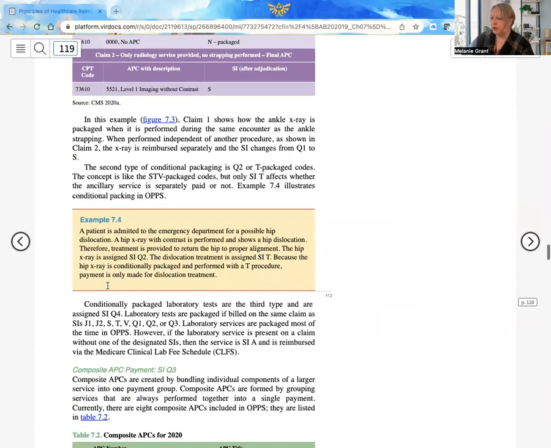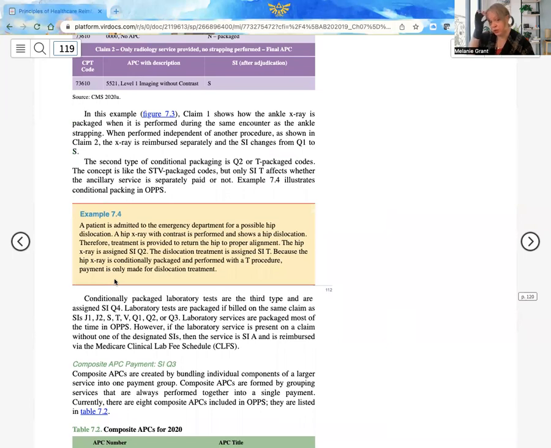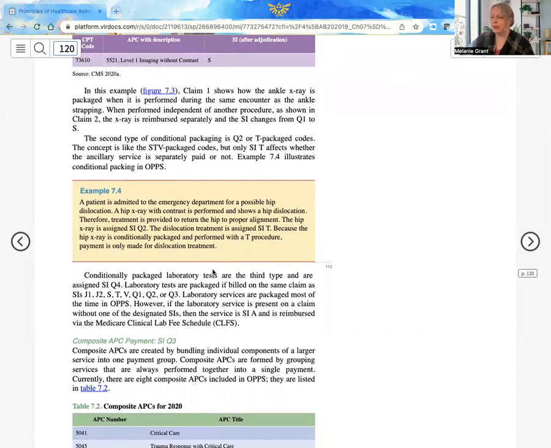We also have an example here. So a patient in for Q2, which is your packaged examples under a Q2 qualifier, a patient is admitted to the emergency department for a possible hip dislocation. A hip x-ray with contrast is performed and shows hip dislocation, and treatment is provided to return it to its proper alignment. So this is called manipulation. The hip x-ray is assigned a status indicator of Q2. The dislocation treatment is assigned a status indicator of T. Because the hip x-ray is conditionally packaged and performed with the T procedure, payment is only made for the dislocation treatment.